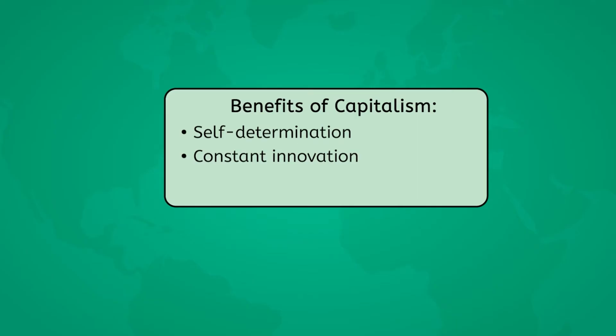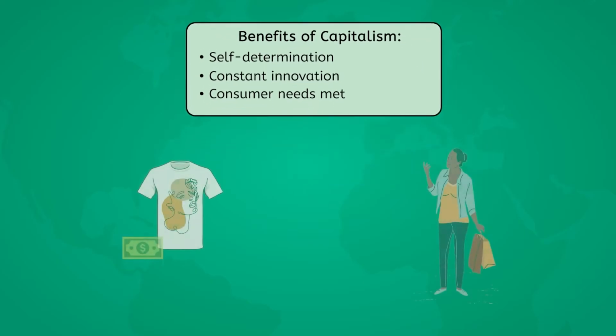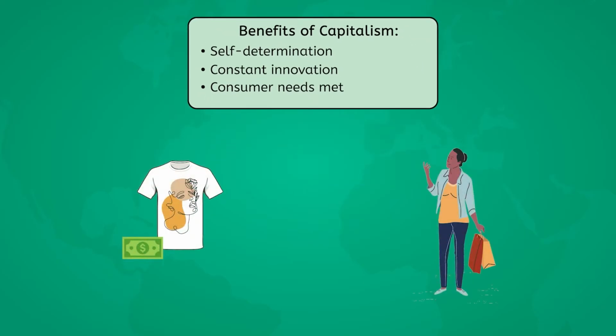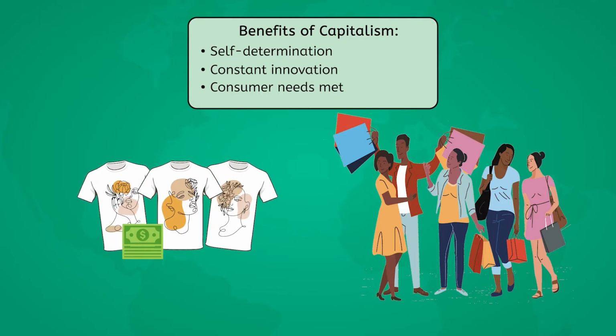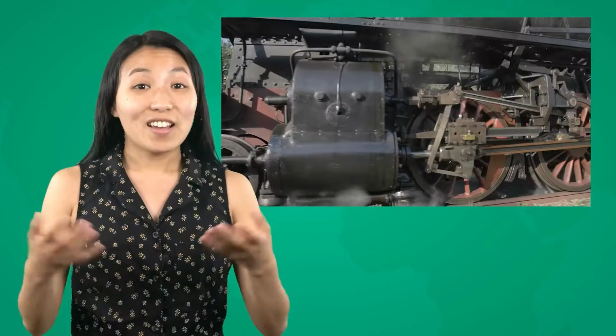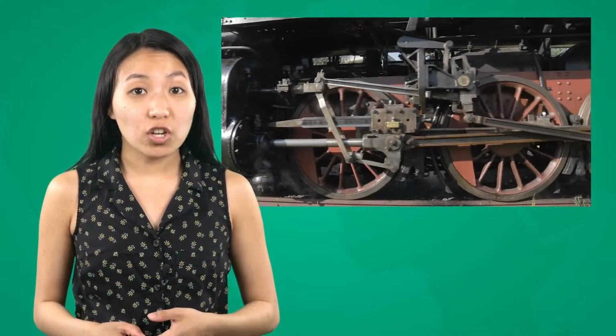Next, capitalism results in consumer needs being met. If demand for a good or service is high, prices go up. That's because a producer knows they can charge more for a product and people will still buy it. This motivates producers to make more of this good until needs are met and prices go down again. For example, during the industrial age, railroad transportation expanded rapidly, greatly increasing the demand for coal to power the locomotives.